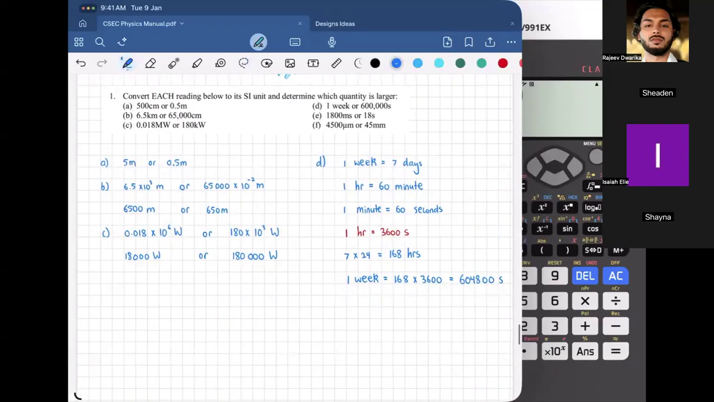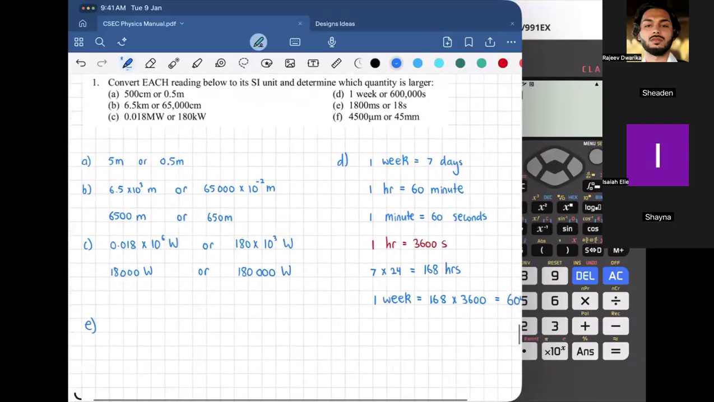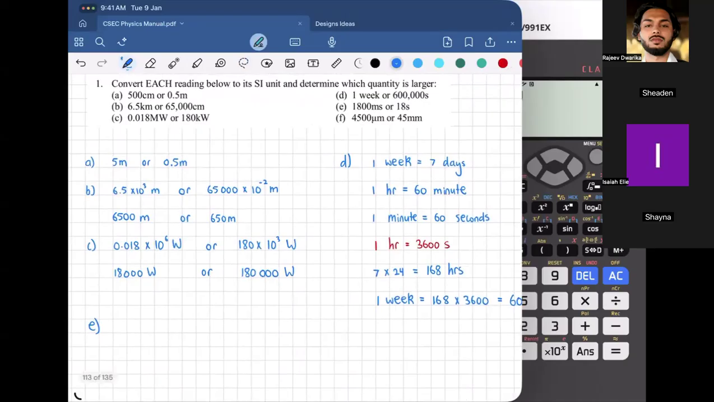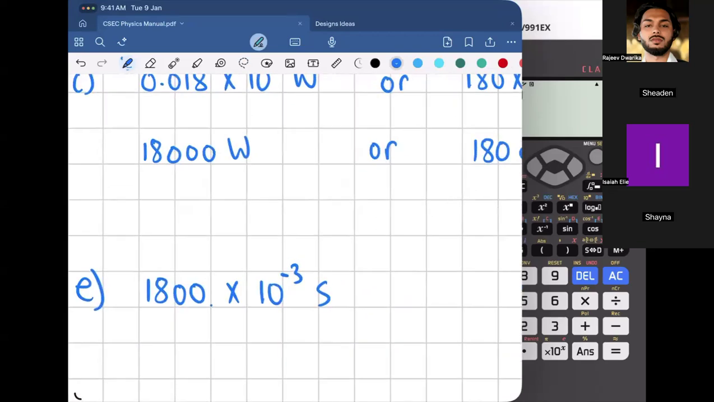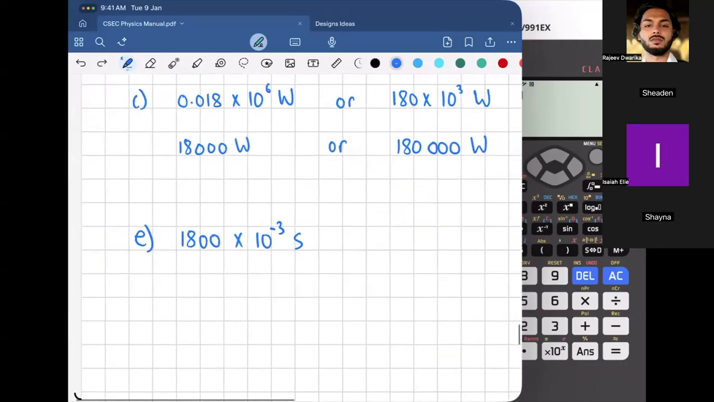Okay, Shay. Help me with part E. We have 1,800 milliseconds or 18 seconds. Which one is larger? And before you answer that, what quantity are we measuring there? Time, right? So what does milli mean? Milli is 10 to what power? -3. And you would just move the decimal place 3 spaces to the left. Right? 1, 2, 3. So that'll be 1.8 seconds.